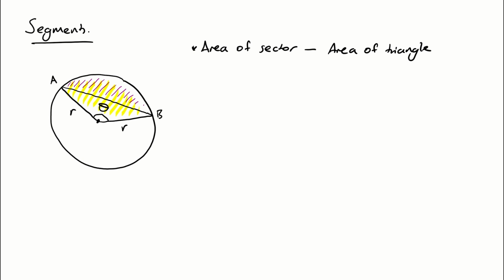So if I use maybe a blue pen, this triangle in here, okay, so if I subtract the yellow away from the blue there, I'm going to get the purple. So we're going to do the area of the sector minus the area of the triangle. Now, what is the area of the sector? Well, remember, that is a portion, theta over 360 degrees. That is a portion of my total area of the circle, so times my pi r squared. So that's the formula we came up with before.